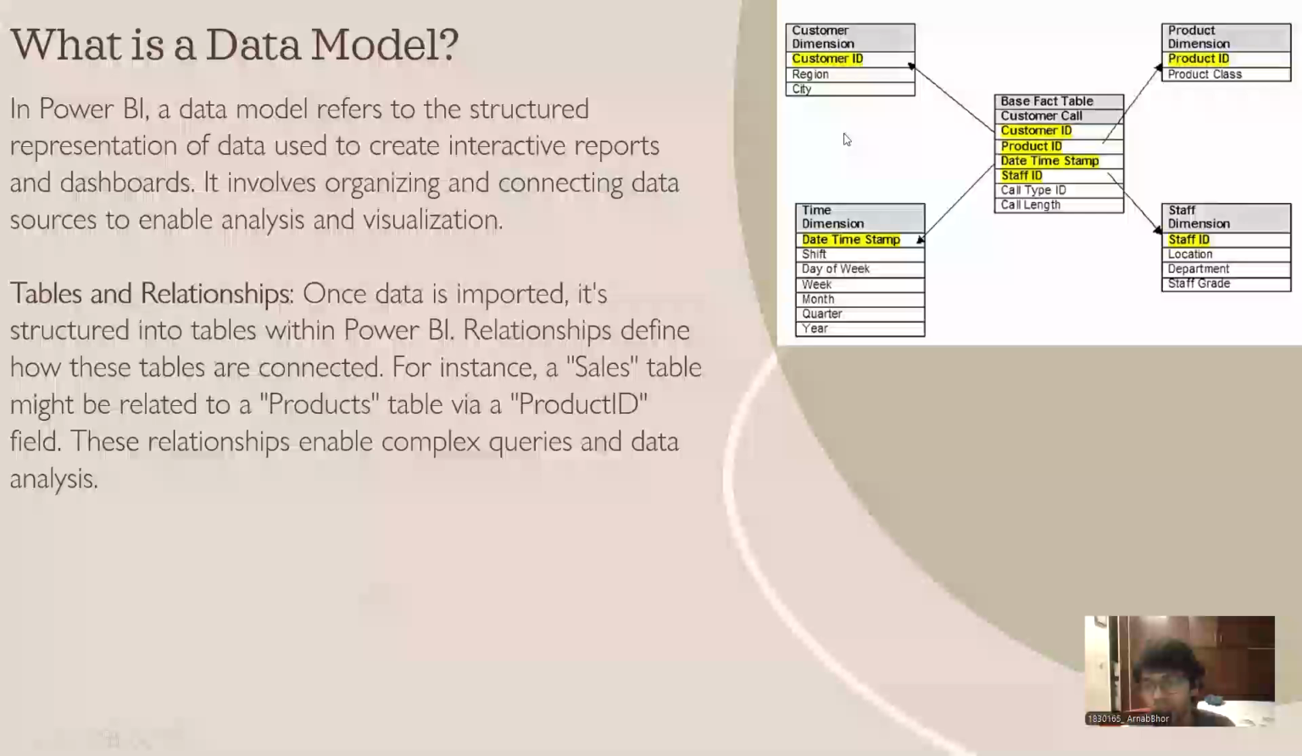So, for example, out here in the image, you can see we have a fact table that has various IDs, and then some numerical values like the call length, and they are connected to different dimensions or different tables, which are like customers, products, time, and stuff, right? So that's what a data model generally looks like.